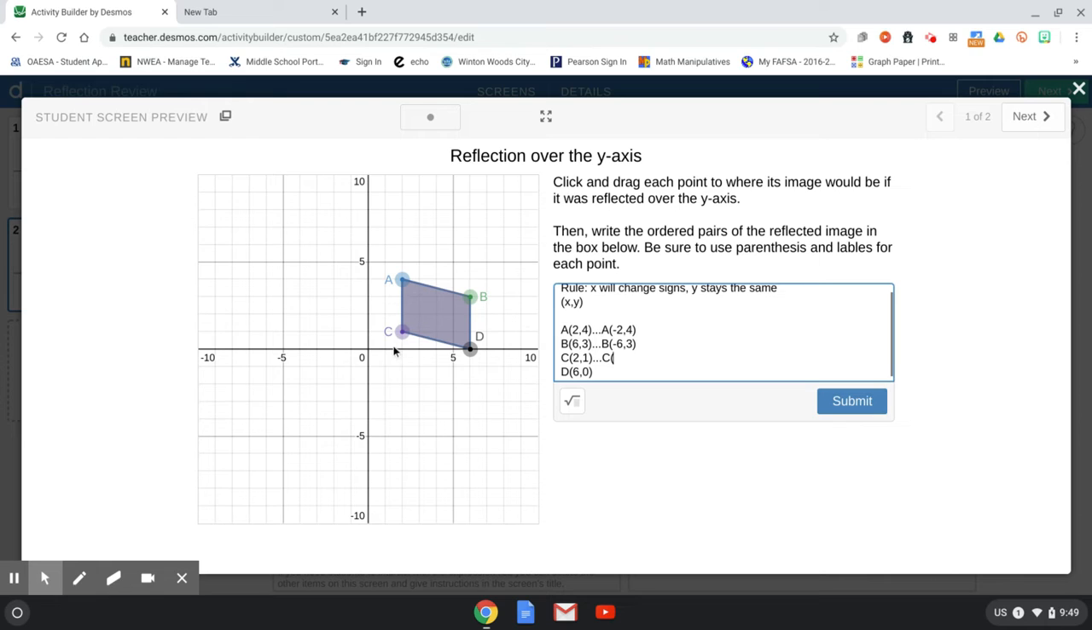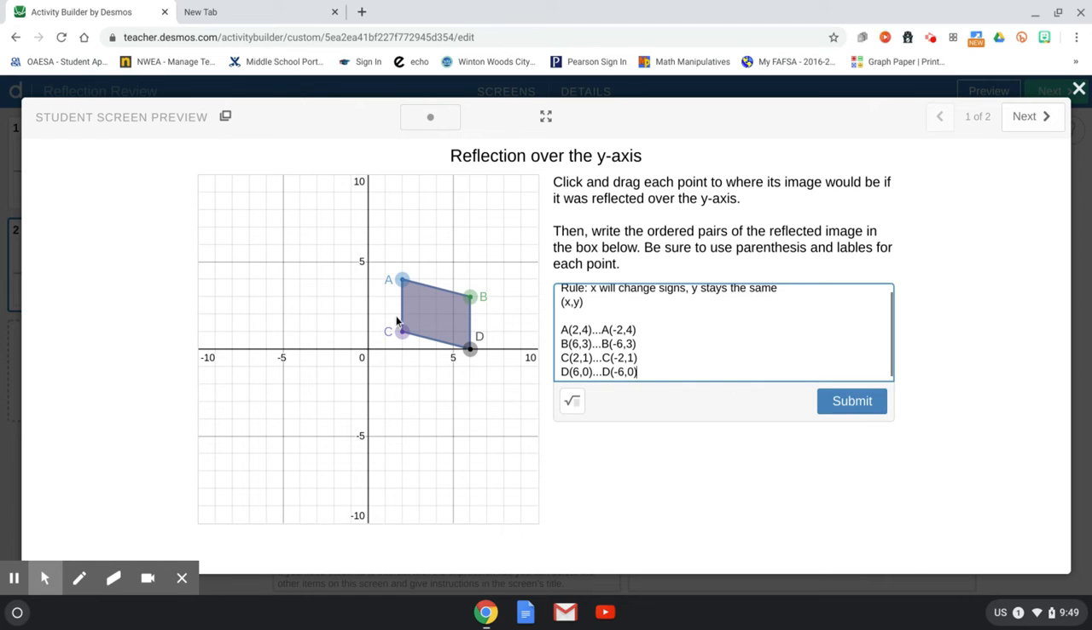For point C, the x is a 2, so it becomes negative 2. The y is a 1, it stays the same. D is (6, 0), so the x changes signs and becomes negative 6. The 0 stays the same. So this second set of numbers right here is what you would have in your answer box. Now I can do the reflection because I can actually check it with these.